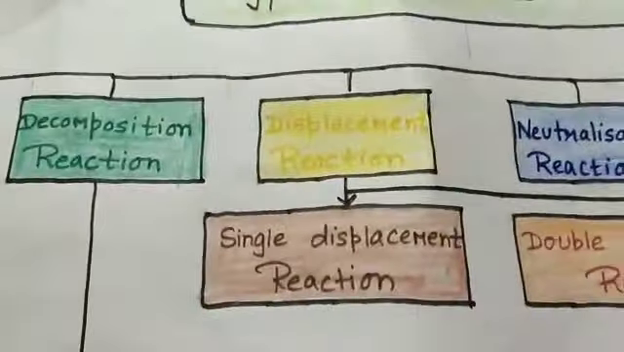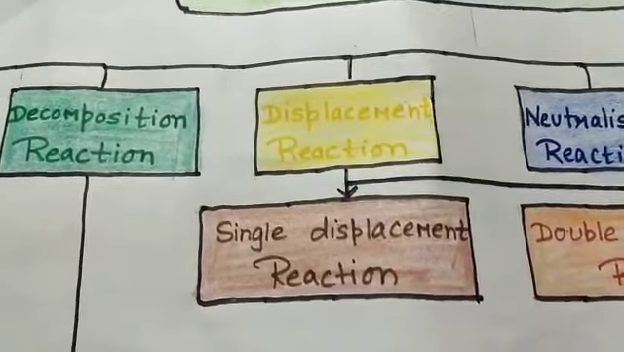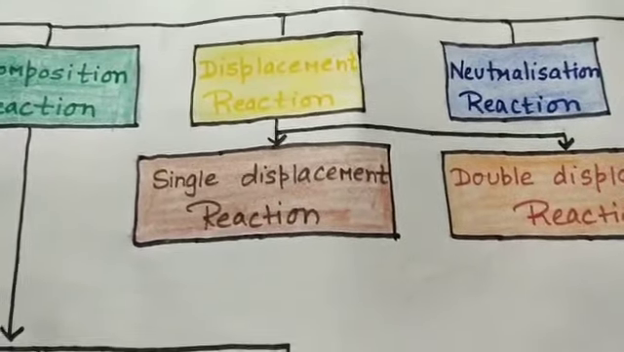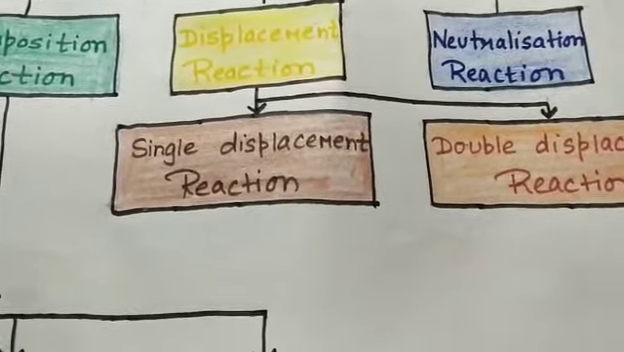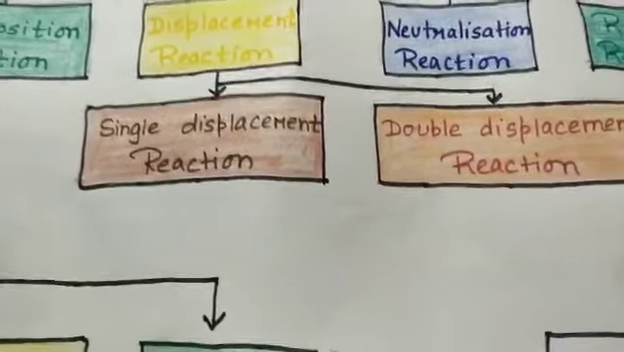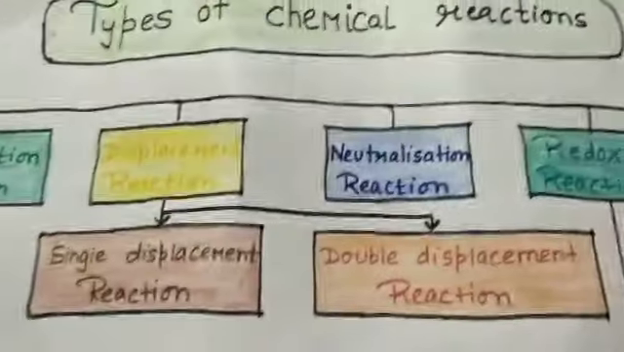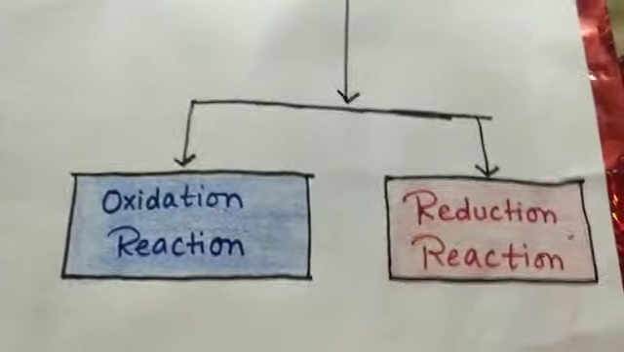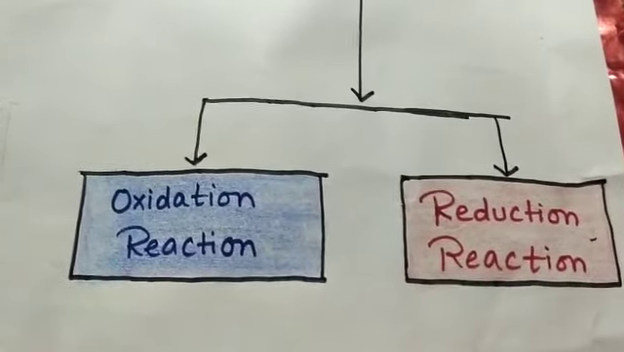The third type of chemical reaction is displacement reaction, which also has a further classification of two types: single displacement reaction and double displacement reaction. Then the fourth one here is neutralization reaction. The fifth one is redox reaction, which is also of two types: oxidation reaction and reduction reaction.